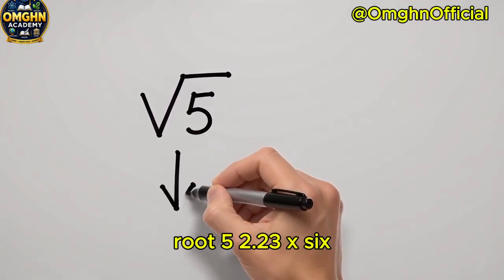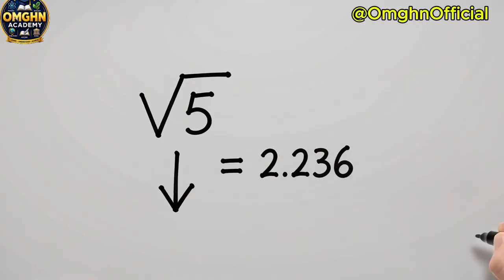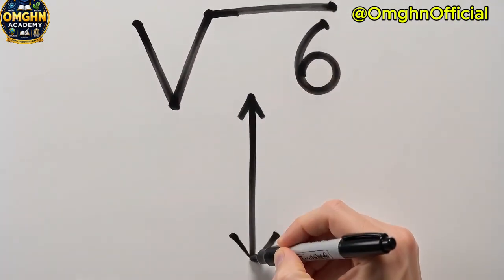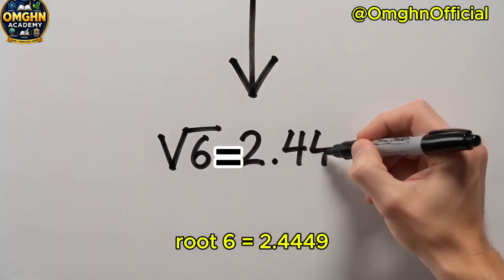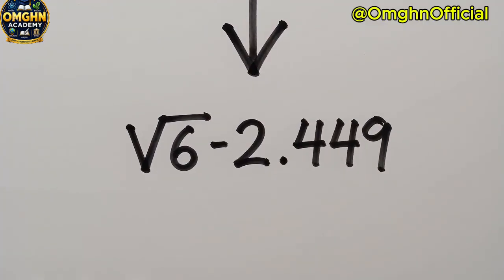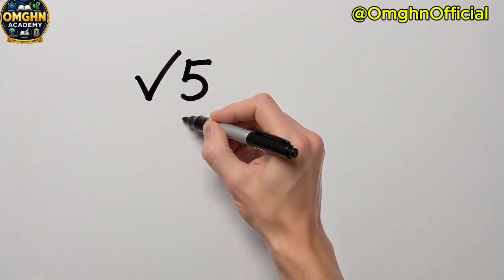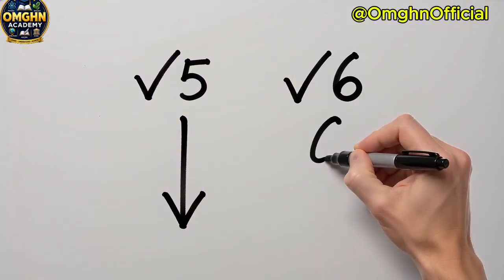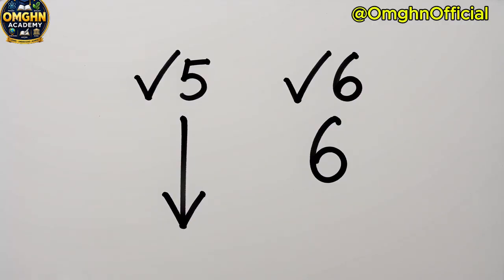Root 5 is approximately 2.236. Root 6 equals 2.449. Both are irrational numbers between 2 and 3.